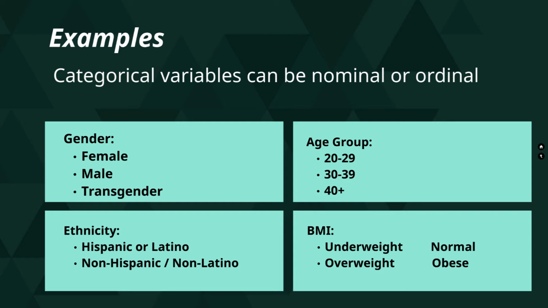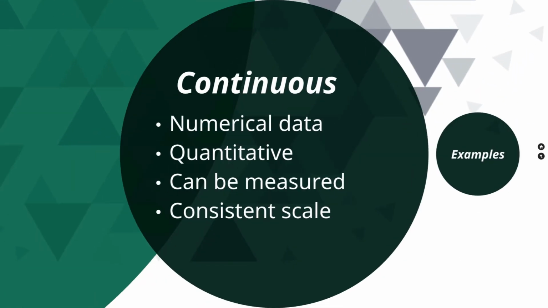It's important to understand the distinction between categorical variables, so things that are collected in categories, and our next variable type that we will look at, which are continuous variables. Continuous variables are numerical data. They are quantitative. That means you can quantify or count the specific numbers. They can be measured, and they have a consistent scale, such that the difference between a 34-year-old and a 35-year-old is 1 year. And that's the same difference of 1 year as there would be between a 22-year-old and a 23-year-old. So a consistent scale of measurement.